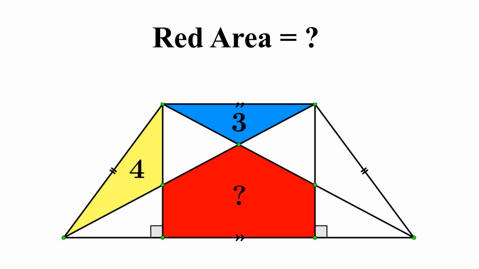The question is, if this blue area is 3 centimeter square and this yellow area is 4 centimeter square, how to calculate this red area? How can we solve this?